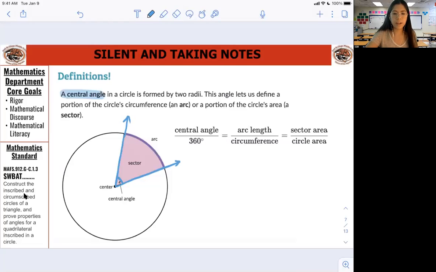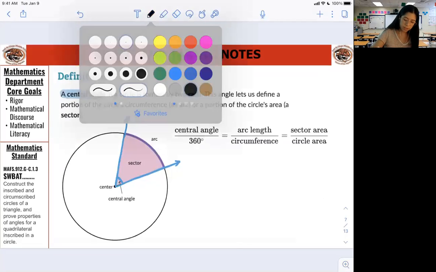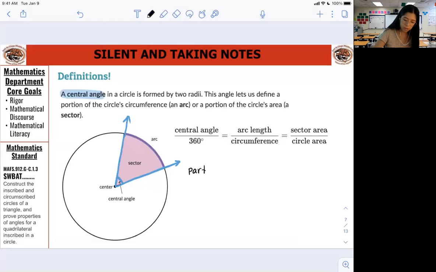So the central angle over 360. Why do you guys think it's over 360? What do you know about circles and the number 360? Well, the whole angle around is 360. The whole circle all the way around is 360. So what this is doing is taking just a part of it over the whole circle. It's a part over the whole.